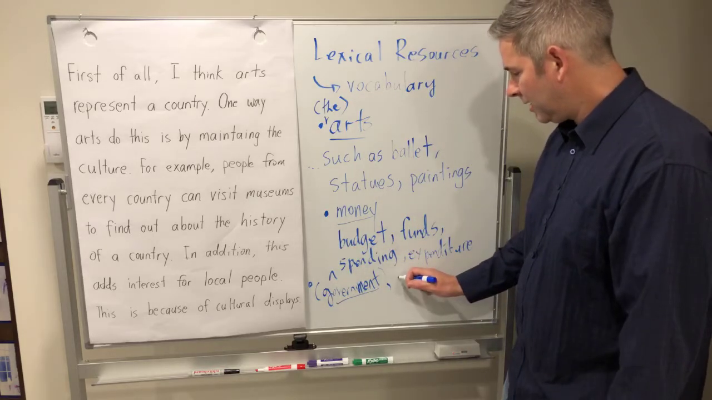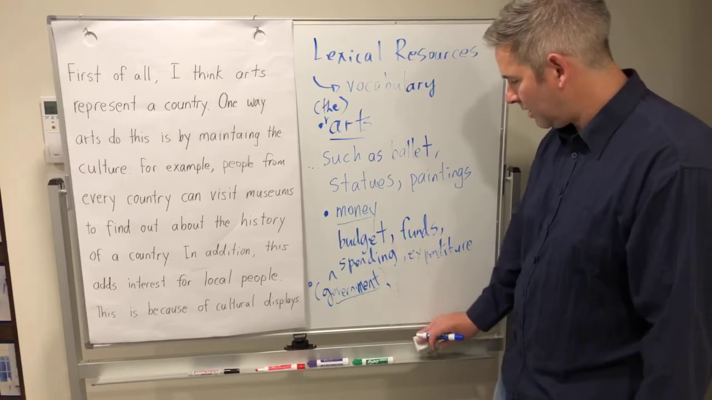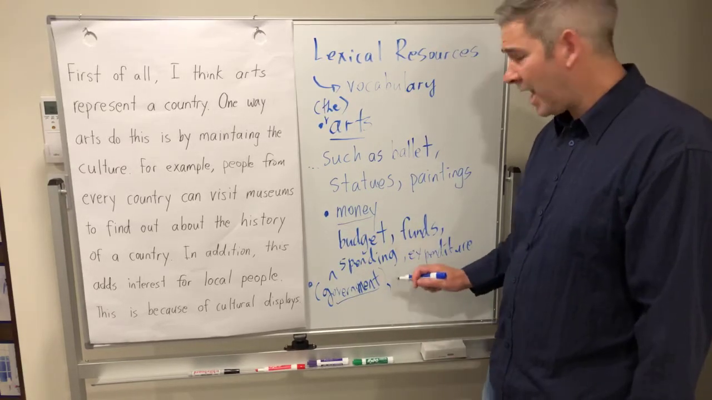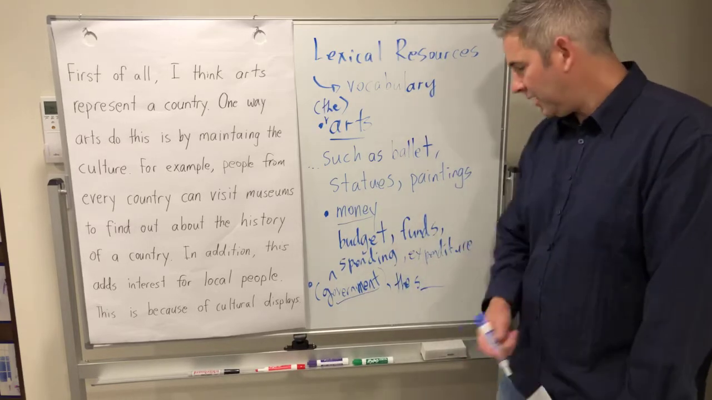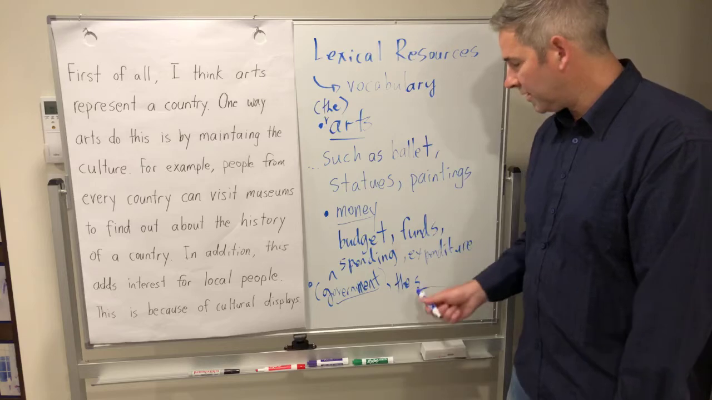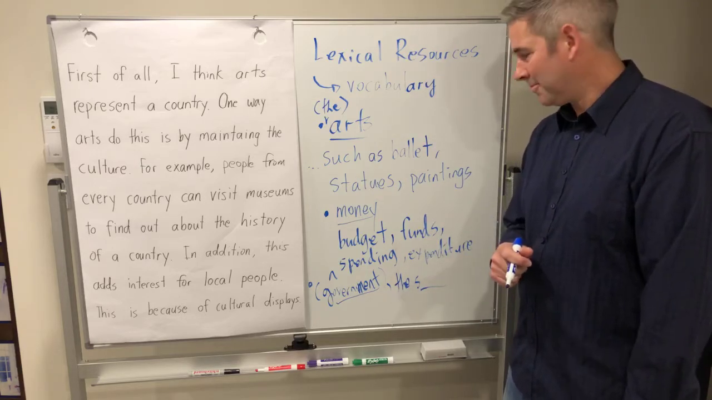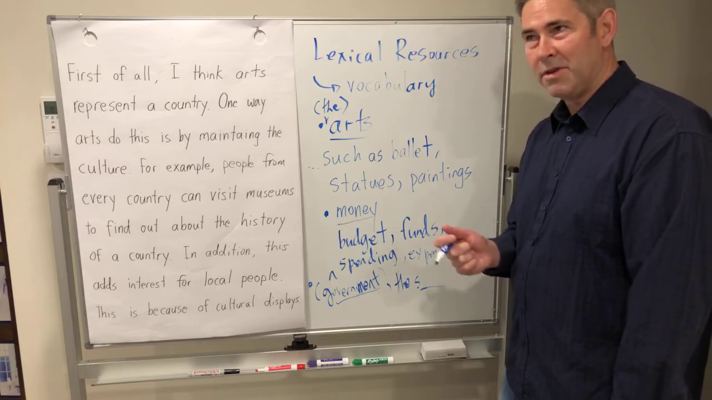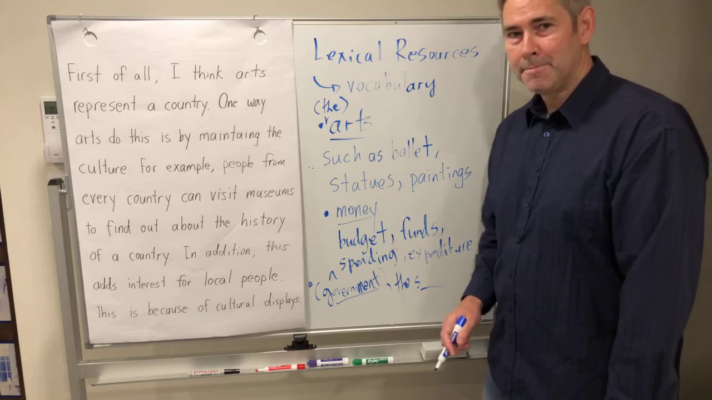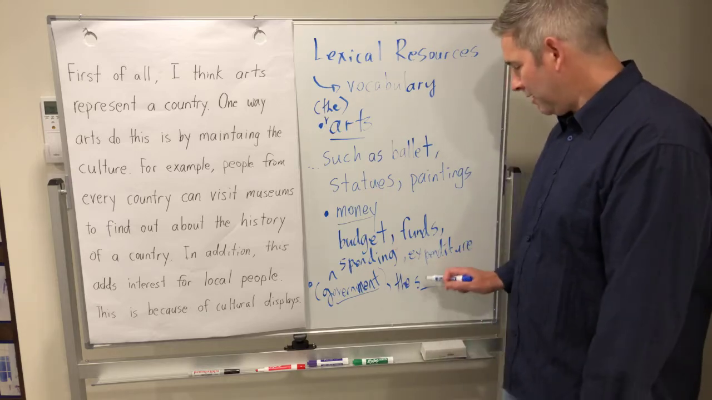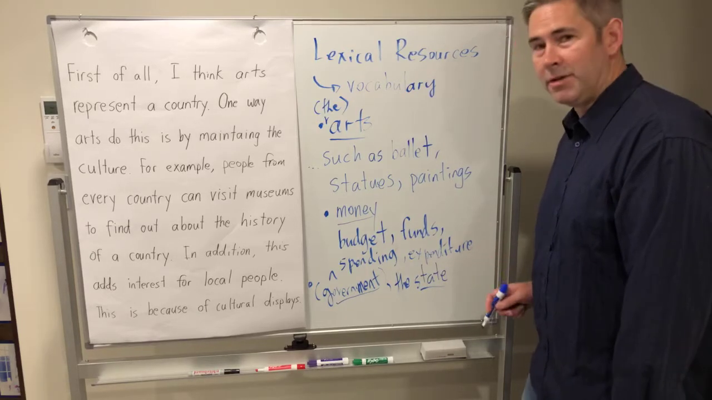I want to give you a hint. This is a synonym for the government. Usually it has the definite article the before it, but it begins with S. See if you can guess what this word is. Synonym for the government. Give you another 10 seconds. If you guessed the state, well done.